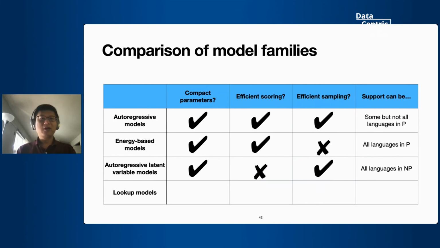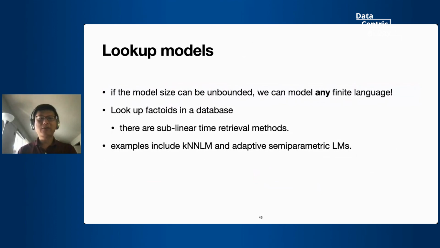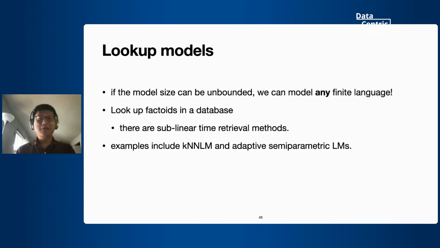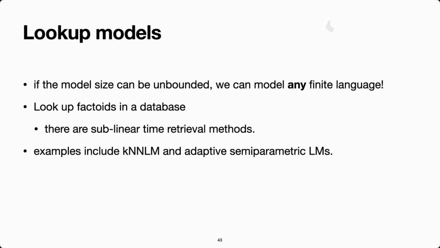Now, we'll look at another model family, lookup models. We showed that for some language models, it takes a lot of computation at runtime to predict the next word. An alternative is to pre-compute these results at training time. Then, at runtime, we just have to look them up. If the model size is not bounded below some function of the sequence length, then, of course, you can memorize anything you need and model any finite language you want. In most machine learning applications, the ability to model finite languages is enough. The memorized stuff is generally indexed and stored in a way such that retrieval takes time sublinear in database size. Examples of lookup models include kNN-LM and adaptive semi-parametric language models.